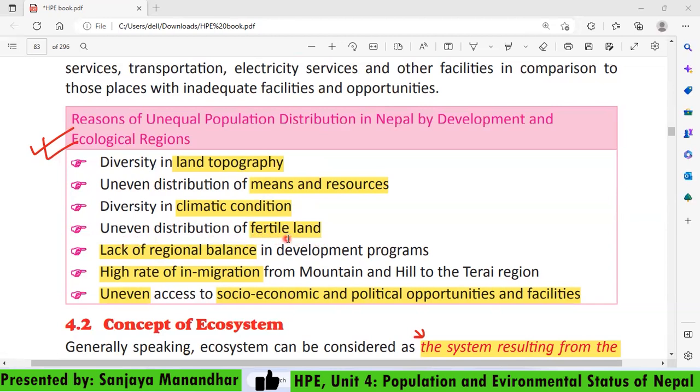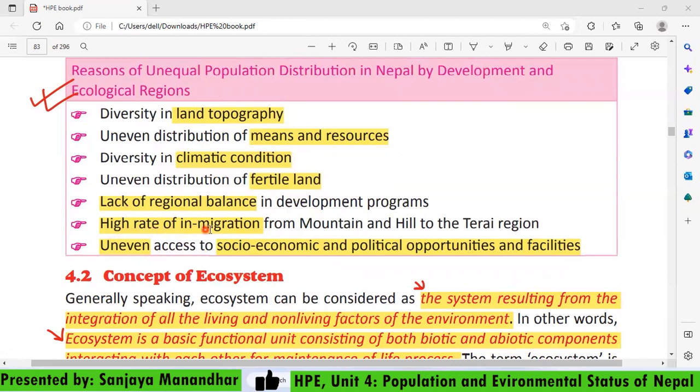So similarly, uneven distribution of fertile land. So in mountain region, we have less fertile land. Whereas in Tarai region, there is more fertile plain land, because of which even it is hot there, many people are living there. Similarly, lack of regional balance in development programs. Look here, balanced regional development is not there. Similarly, high rate of in-migration. Okay, many people are migrating from mountain and hilly region to Tarai region for finding out the job opportunities, for facilities. So this is also one reason.